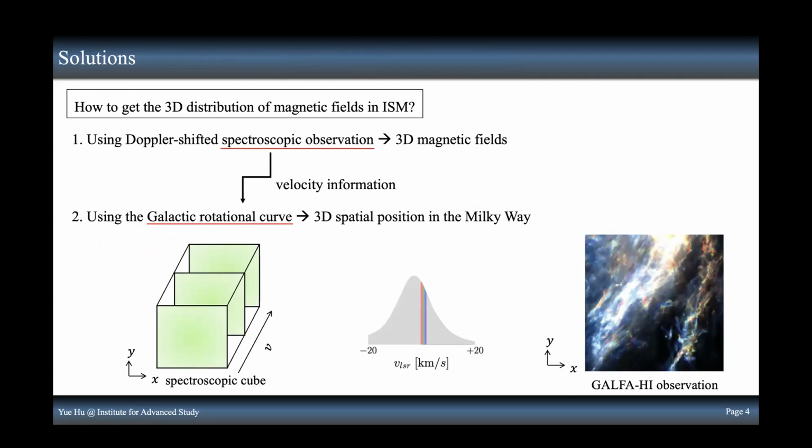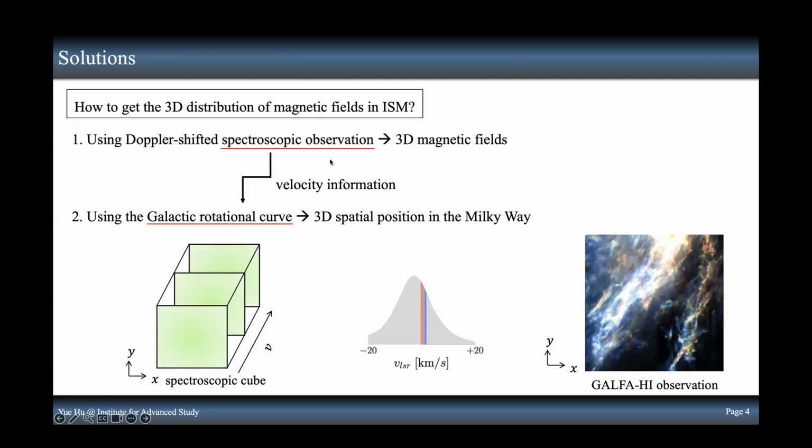So let's see how we can solve the first question, which is how to get the 3D distribution of the magnetic field in the ISM. The idea is very simple. We are not relying on polarization observations, but using spectroscopic observations. That's because spectroscopic observations provide velocity information along the line of sight. If we use the velocity information combined with the galactic rotation curve, we can determine the 3D position of a cloud, whether a molecular cloud or an HI cloud, in the Milky Way. Then if we can use spectroscopic observations to detect the 3D magnetic field, we can get the 3D spatial distribution of the magnetic field in the Milky Way.